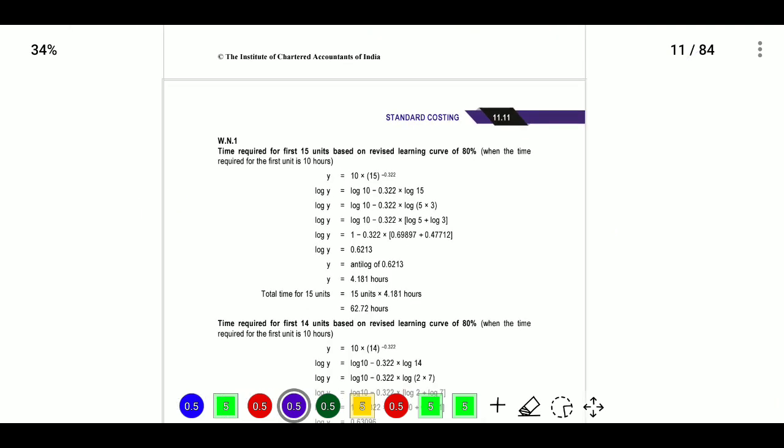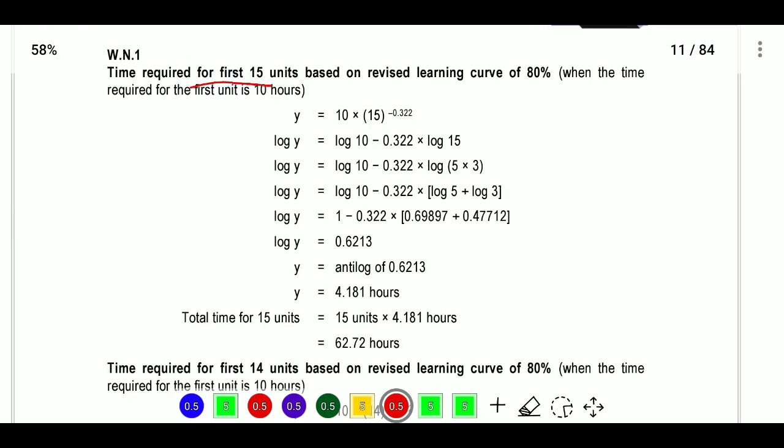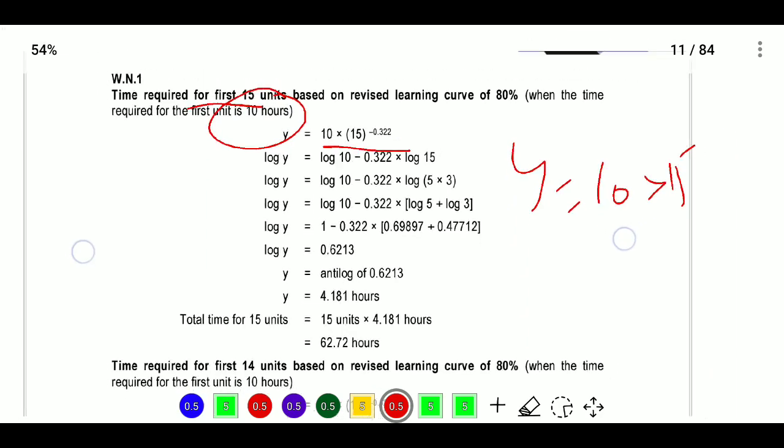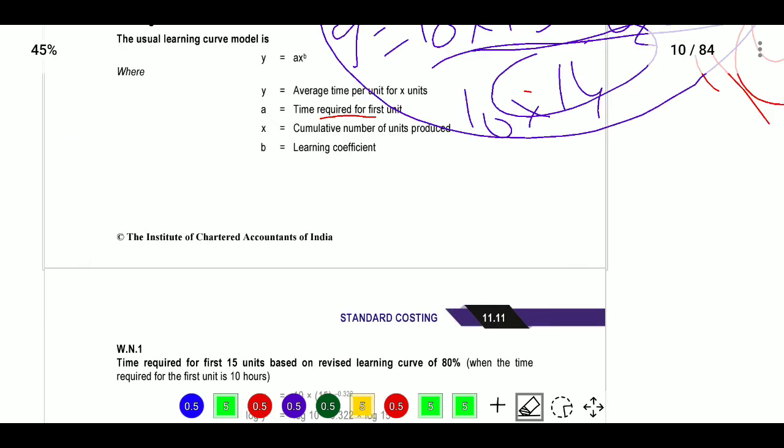The answer will be: y is equal to the time required for the first 15 units based on the revised 80% curve, when the time required for the first unit is 10 hours. y is equal to 10 into 15 to the power of minus 0.322, that is the 80% curve efficiency we will take. Now we will apply log on both sides, and here they have provided the log values.